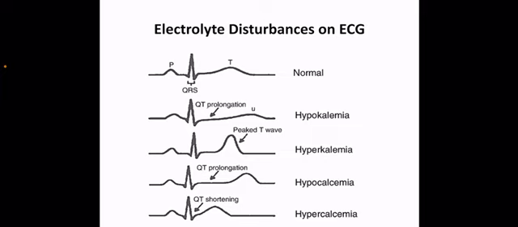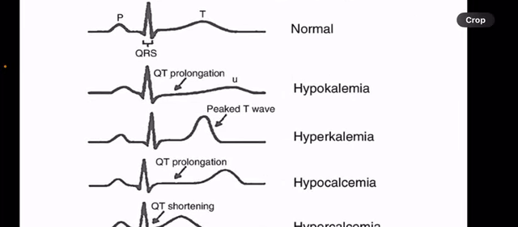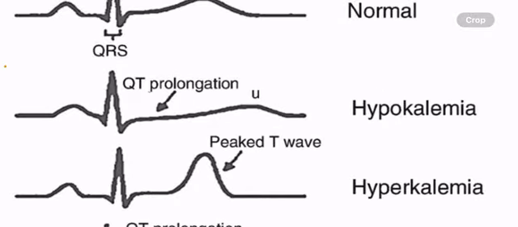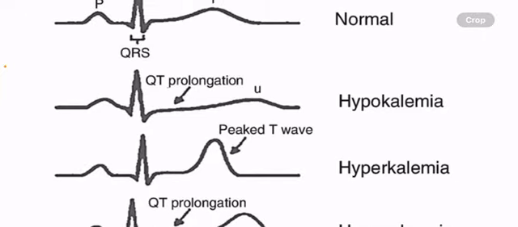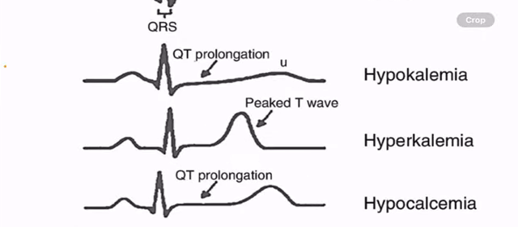Both hypokalemia and hypocalcemia cause prolongation of the QT. As we said, QT prolongation is very important, and we calculate it from the beginning of the Q till the end of the T wave. Here, this is QT prolongation.